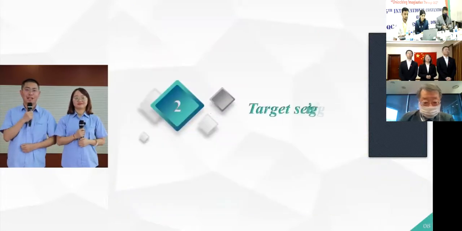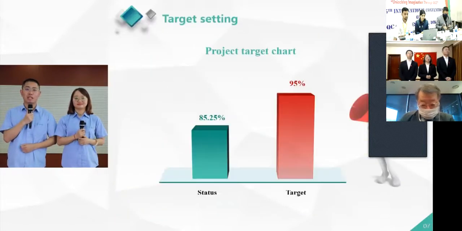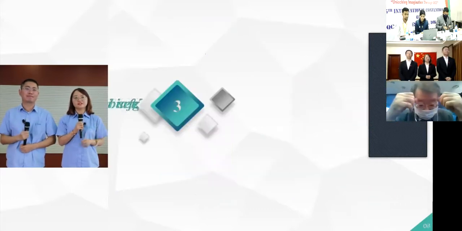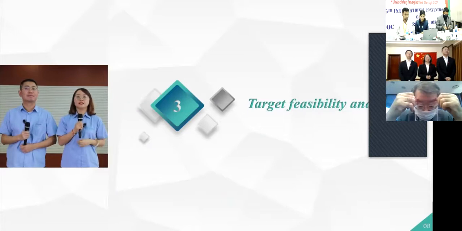Chapter 2, Target Setting. According to the company's requirement, our target is to improve the first pass rate of prefabricated coupled blocks to 95% or higher. Chapter 3, Target Feasibility Analysis. We mainly made the analysis from 3 aspects.